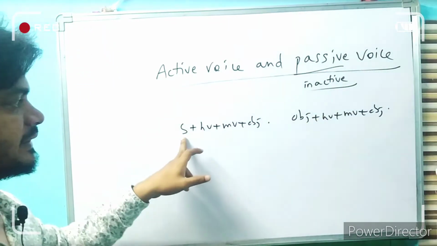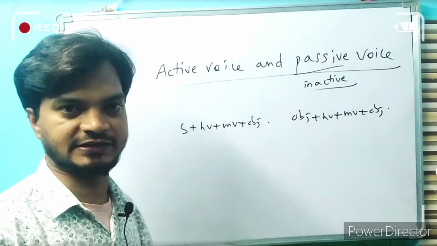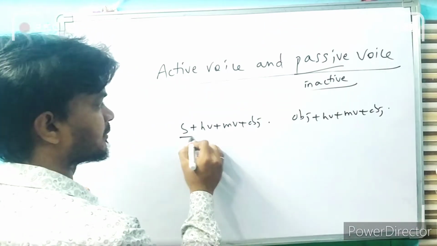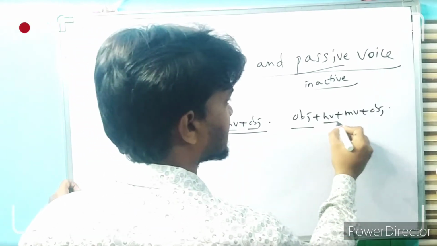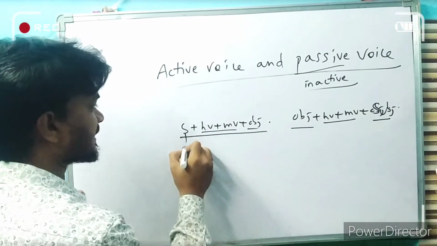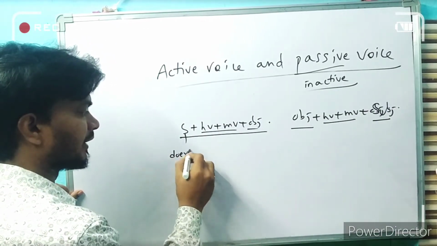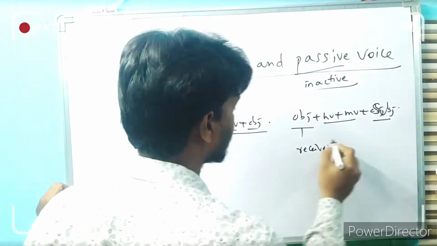Okay, this is the active voice basic structure. This is the passive voice basic structure. Here, subject plus verb plus object. Here, object plus verb plus subject. Subject is nothing but the doer of the action. Object is nothing but the receiver of the action.